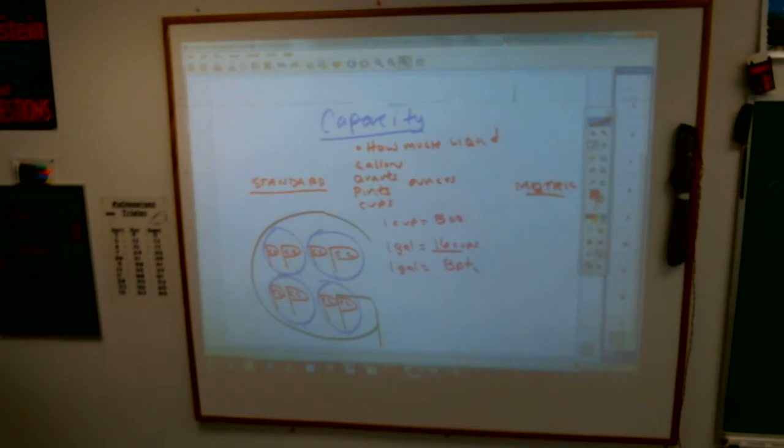16 ounces is like what a bottle of pop is. Those are like, they're 16.9 ounces. So you know your milk is by far less than a bottle of pop.